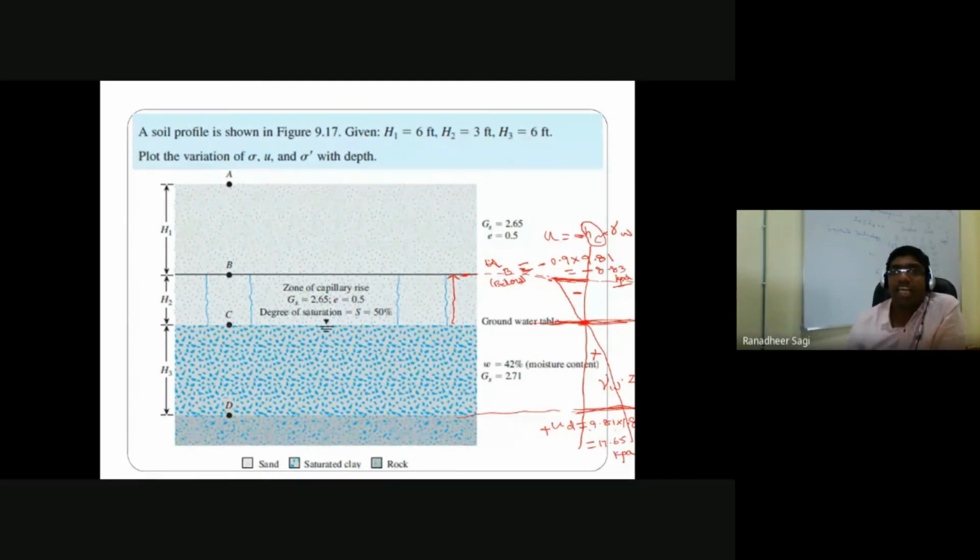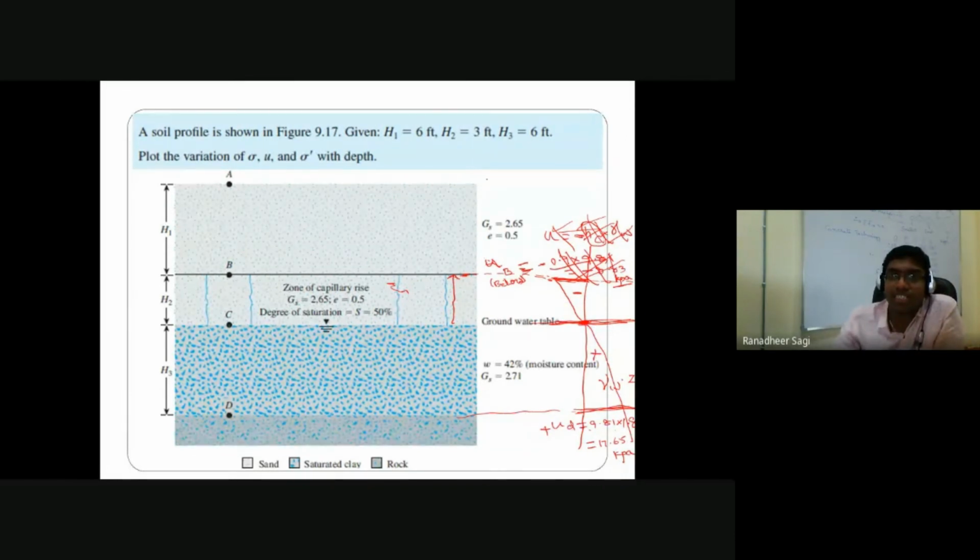I repeat, if the degree of saturation value in the capillary zone is 100%, then the approach we have followed for calculating the pore water pressure is correct. Negative pore water pressure, the approach we have adopted is correct. But here it is not correct. This value that we have calculated is not correct. Even this expression that I have directly used here is also not correct. Sir, then what is correct?